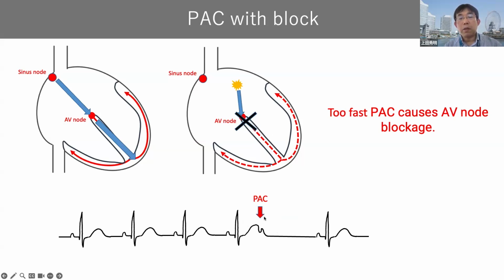So looking at those pictures, we always see this. This is because of the PAC, but the QRS was blocked because the too-fast timing had entered the conduction system, which was not able to conduct to the peripheral side.